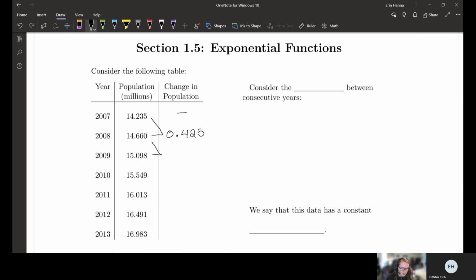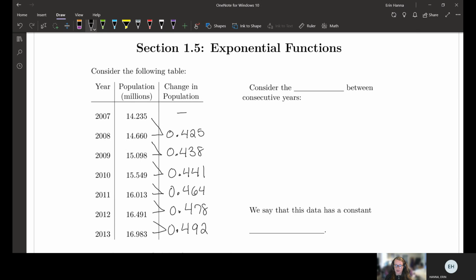The change between the next two would give us 0.438. So it definitely seems like it's not going to be linear because those two don't even agree. But let's just continue this out. If we go between 2009 and 2010, the change in population is going to be 0.441. So definitely doesn't seem to have a constant slope going on. 0.464, 0.478, and 0.492.